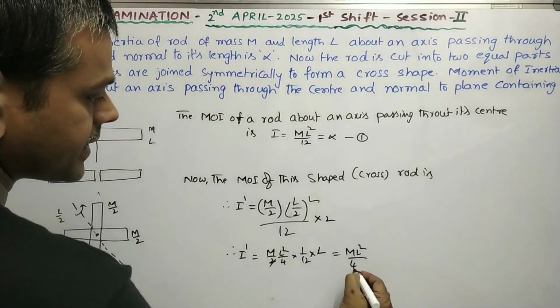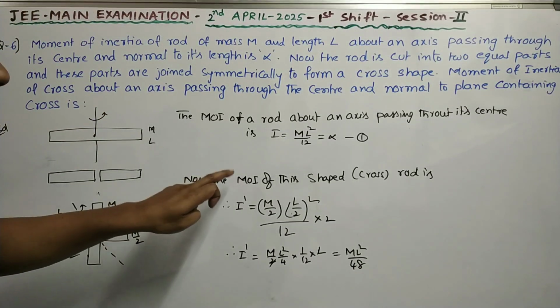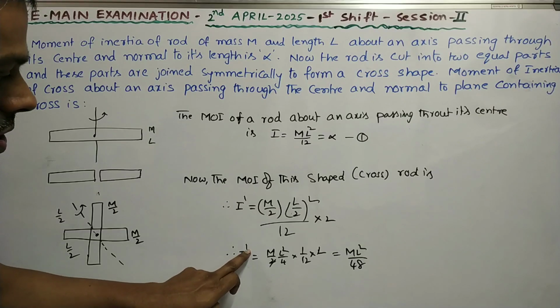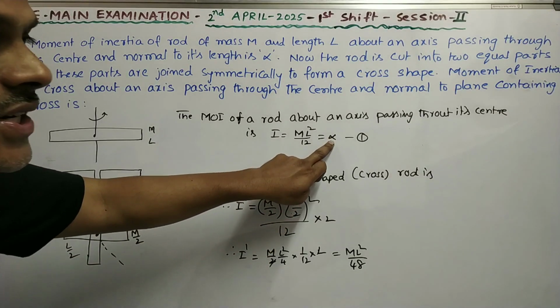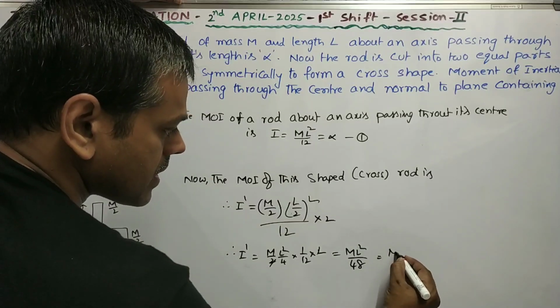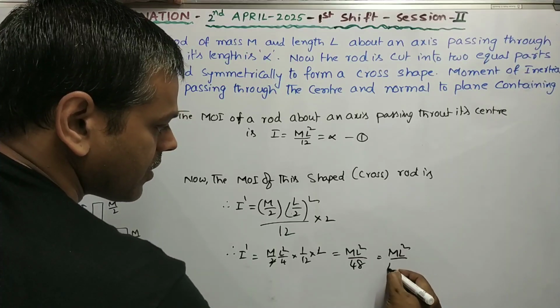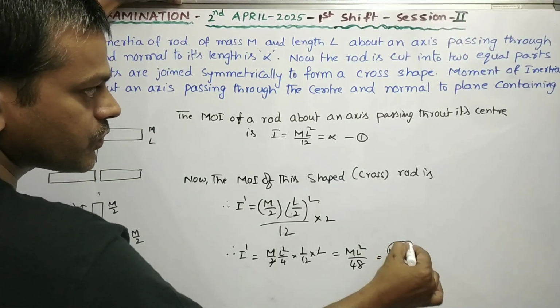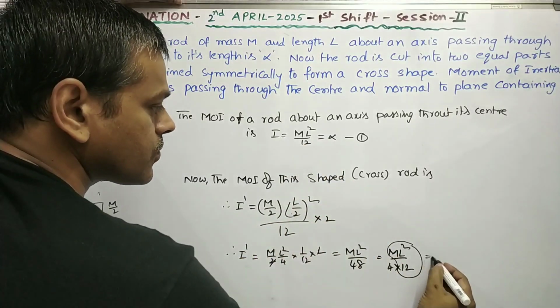Okay, but he is asking, according to the options given, this inertia expressed in terms of alpha, the initial value. So it may be written like this: M into L square by 4 into 12. But you know, M L square by 12 is equal to alpha. So it is equal to what?